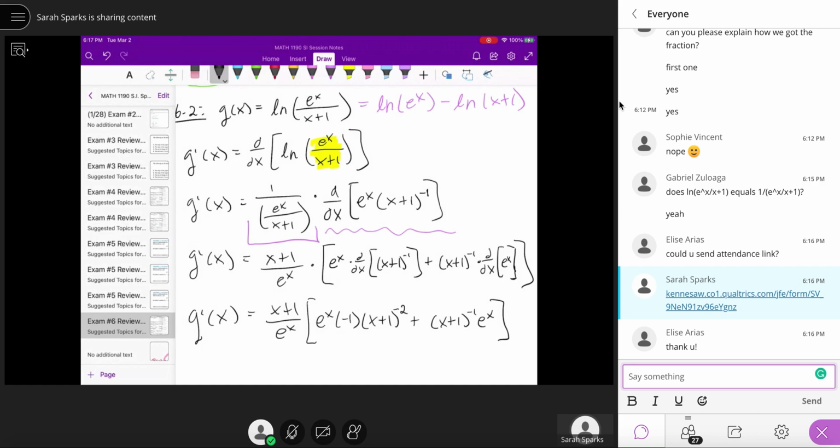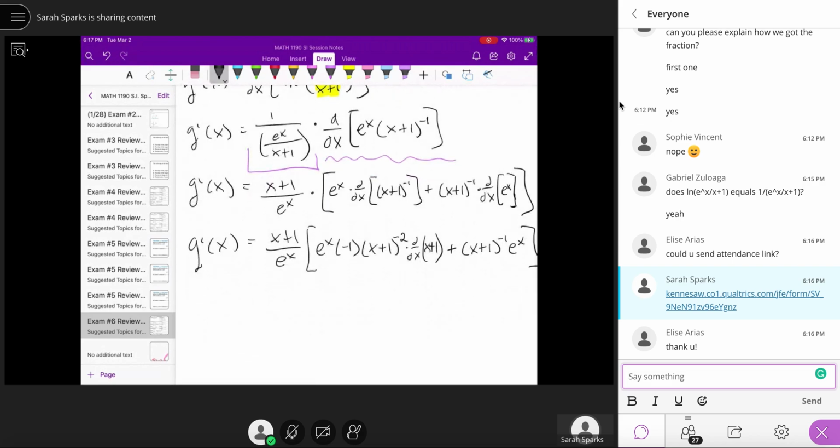And I did forget something. I should write it out. So let me move this a little. There should be a times d dx of x plus 1 right there. That won't particularly matter just because the derivative of x plus 1 is just going to be 1.